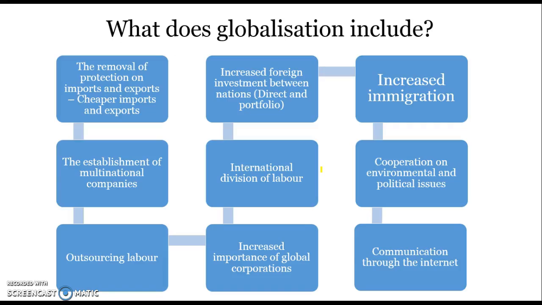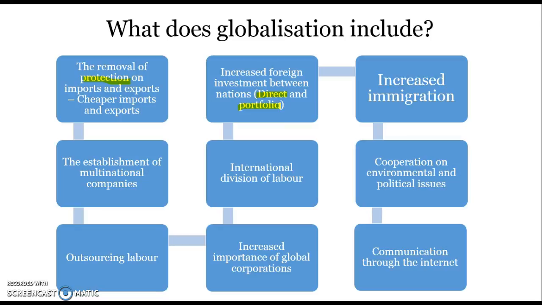So if you get asked, what are some 4 or 5 things that get included as part of globalisation, these are the kind of things we're looking for. We're looking at things like removing protection on imports and exports, so the increased trade liberalisation. It includes increasing foreign investment between countries, so allowing for more direct investment where overseas companies will establish operations overseas, or portfolio investment where people will invest in shares in other companies or countries.